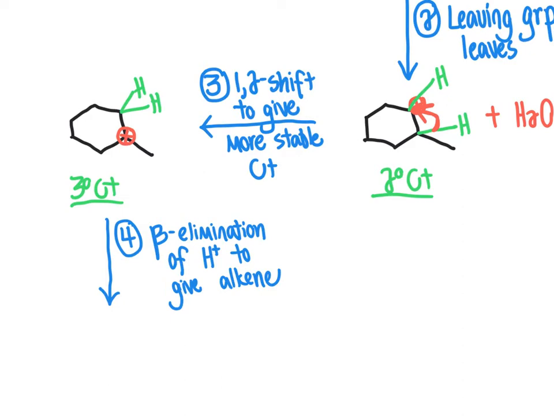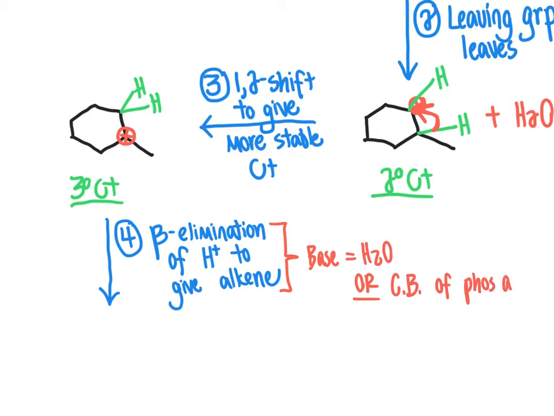So for the beta elimination, the base that we can use here can either be the water that we generated earlier, in the previous step where the leaving group left, or it can also be the conjugate base of the phosphoric acid that we started with. Either one of these will work. Really, we just need a source of lone pair electrons to grab a proton from this acid. So I'll go ahead and use water here. So we'll plug in our H2O.